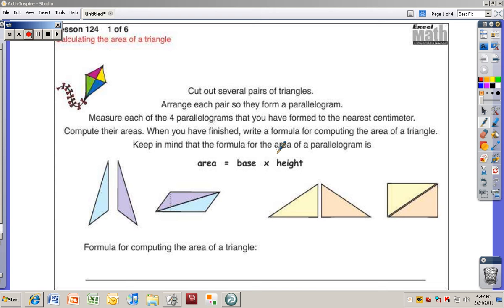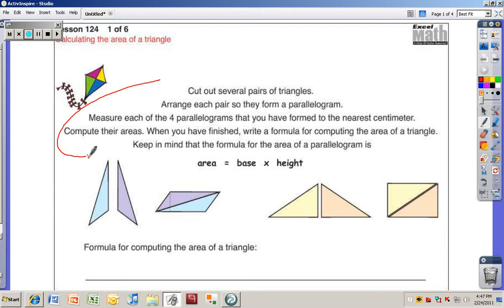Sixth grade Excel, lesson 124, calculating the area of a triangle. Now the directions up here tell you that they want you to cut out some triangles out of rectangles, out of parallelograms, and so on. Depending on when you're watching this, we might have already done this in class.